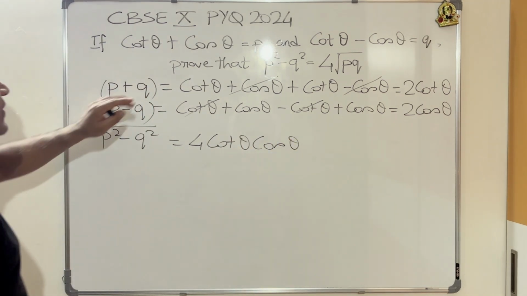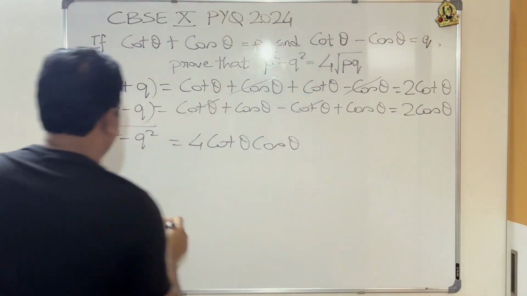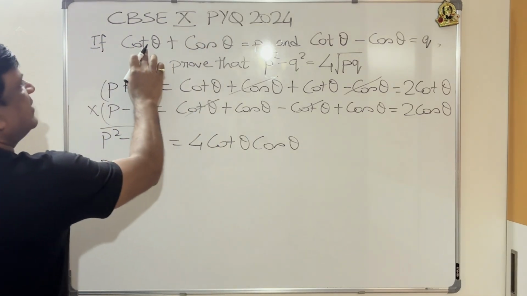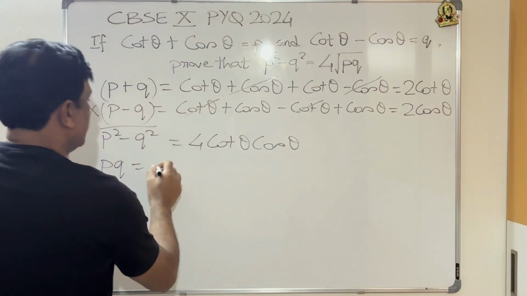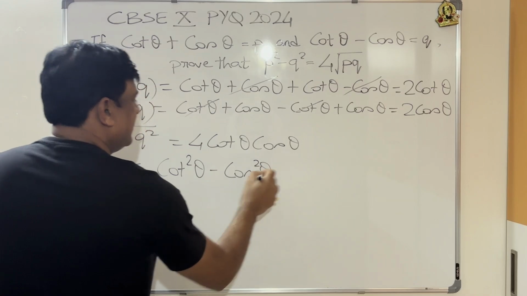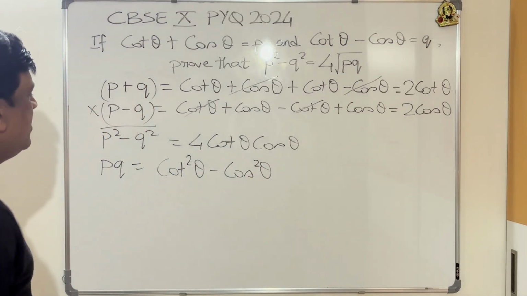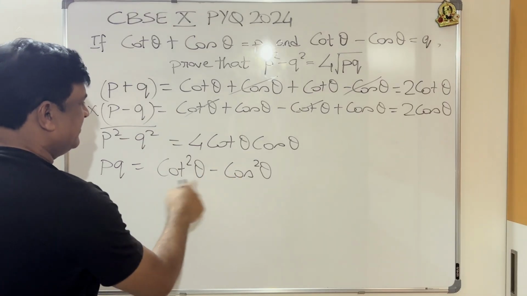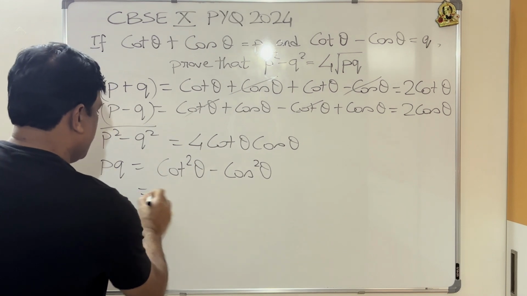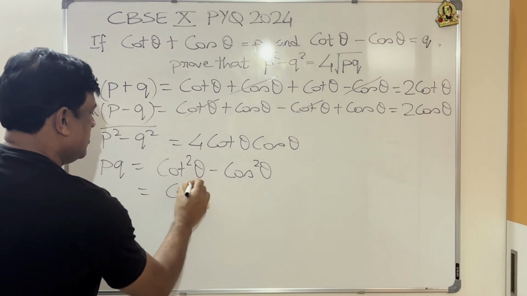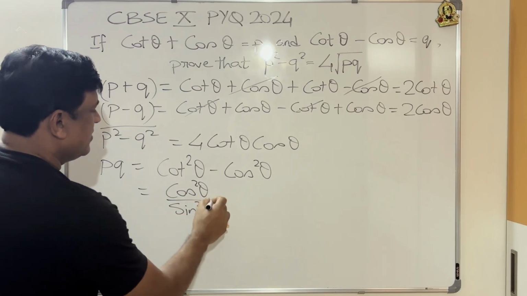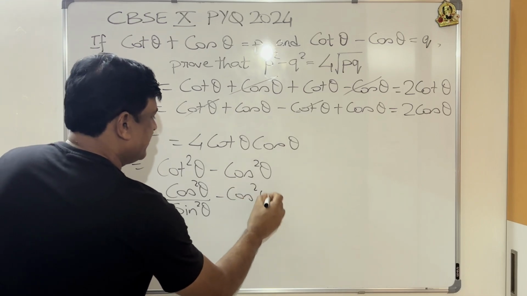Now I'm going to multiply these two, P and Q. Let me find the value of P times Q. When I do that, what do I get? This is A plus B and this is A minus B. I'm going to get cot square theta minus cos square theta. Look at it. Now let me convert this. First and foremost, I'm going to write cot square theta as cos square theta divided by sin square theta, minus cos square theta.